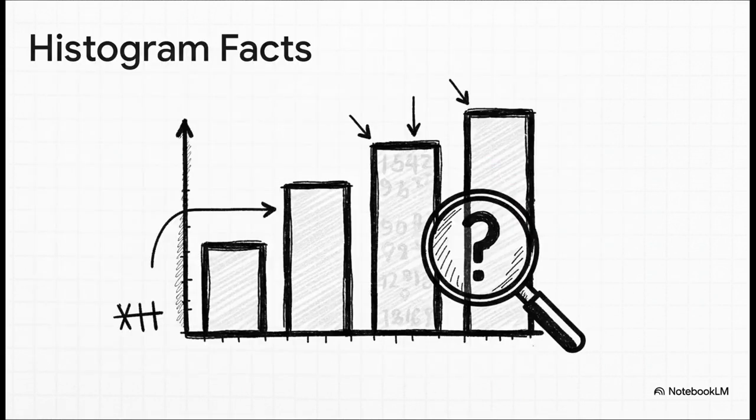So, there are a couple of key things to notice here. See how the bars are all touching? That's your big clue that the data is continuous. And the height of each bar just tells you the frequency. You know, how many data points fell into that specific range. But, and this is important, there's a trade-off. With a histogram, you lose the individual data points. You know how many numbers are in that 0 to 9 bin, but you don't know exactly what those numbers are.